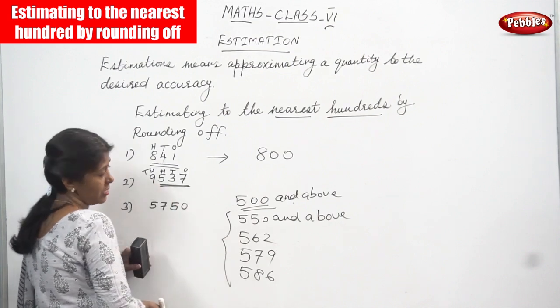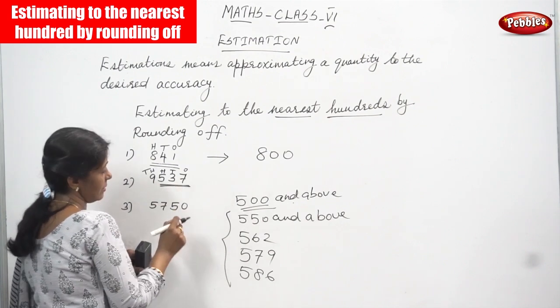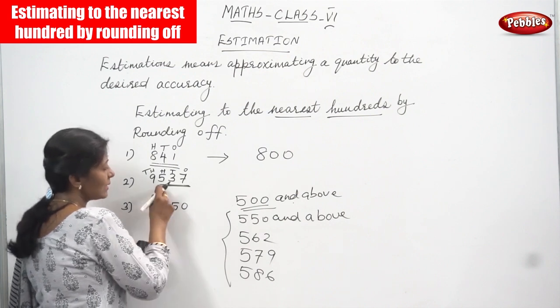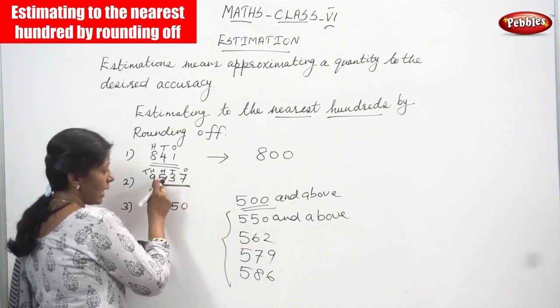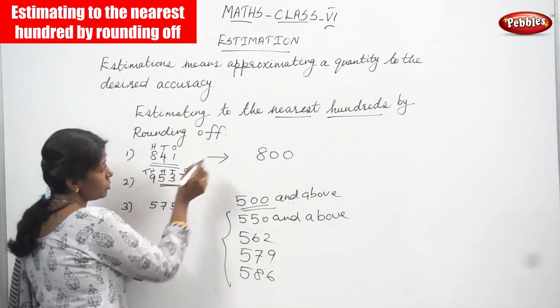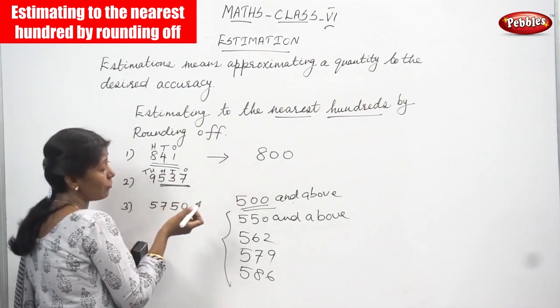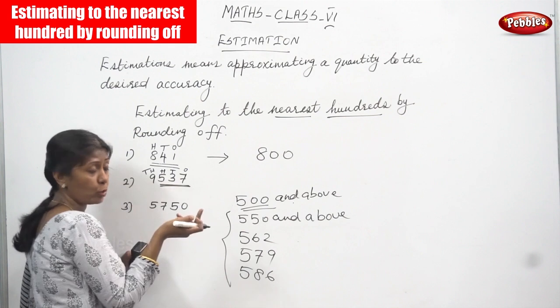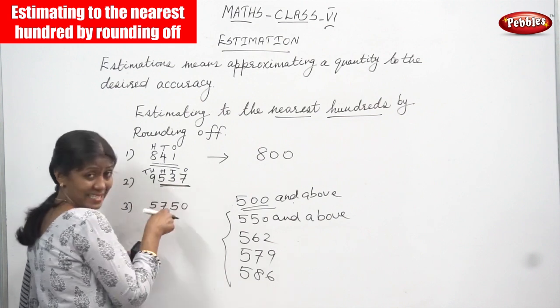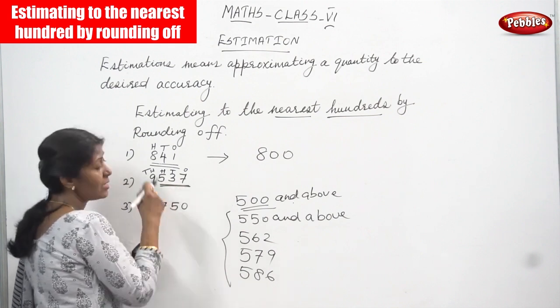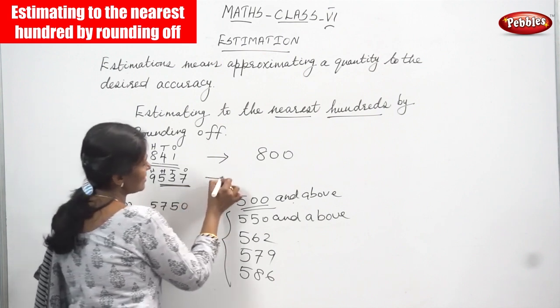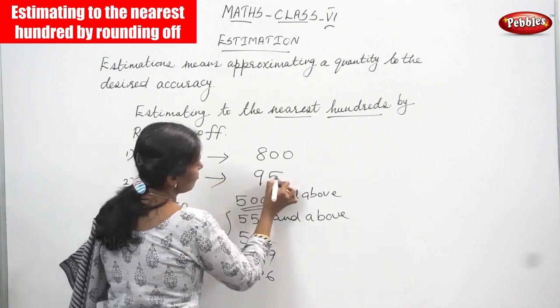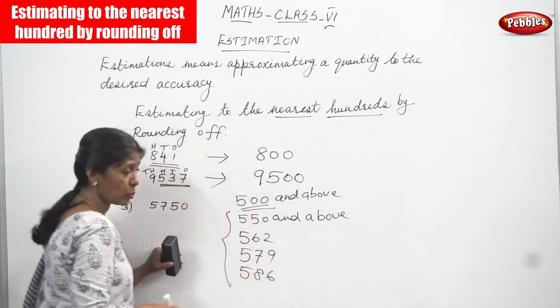9600 you change, because you have to write the nearest 100. So 9600. But this is 537. You only have to change to the nearest 100, but at the same time you have to consider the tens and ones. I have told you already. So 37 is less than 50. It is less than 50, so the nearest 100 is 9500. I think you understand.